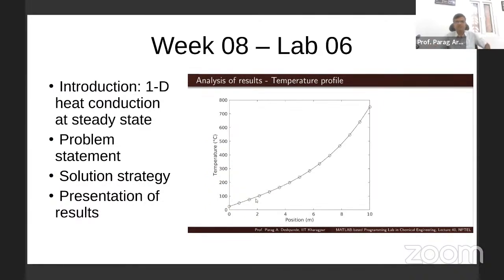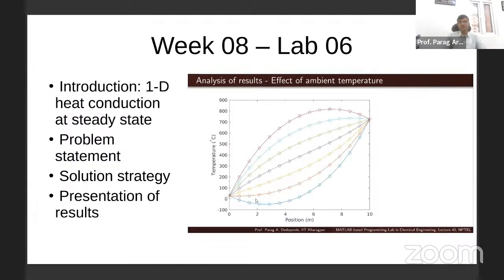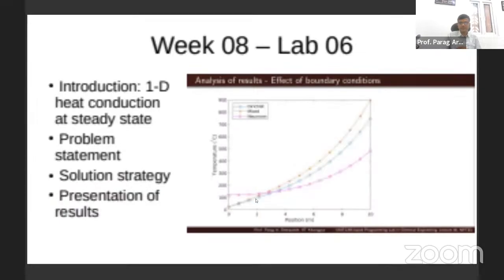If you solve the problem, you must have gotten this temperature profile, with one boundary condition at one temperature and the other boundary condition at another temperature. What is the temperature at the intermediate positions? Next, we saw the effect of ambient temperature. The whole point was that you should not have to run this code many times. You should be able to put this solution in a loop, and this graph should have been generated automatically. I hope you were able to do that.